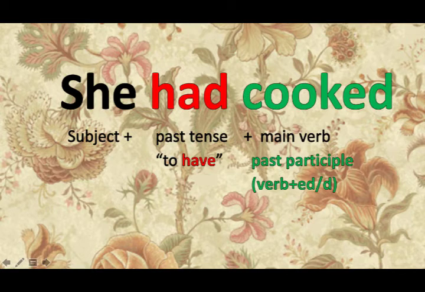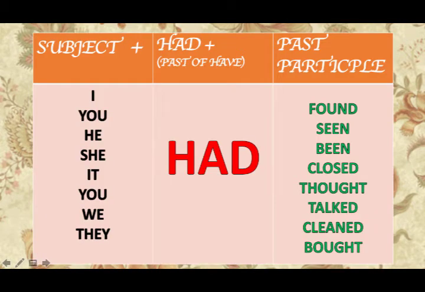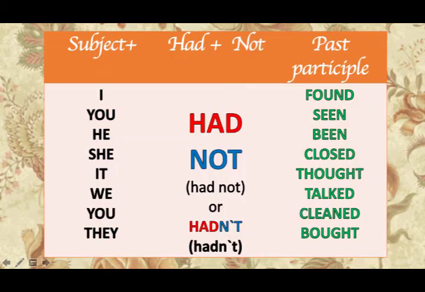or is an irregular verb. In the affirmative, we use a subject, the auxiliary had, the past of have, and the past participle. For example, I had found, you had seen, he had been, she had closed. Found is the past participle of find. Seen is the past participle of see, and been is the past participle of be.